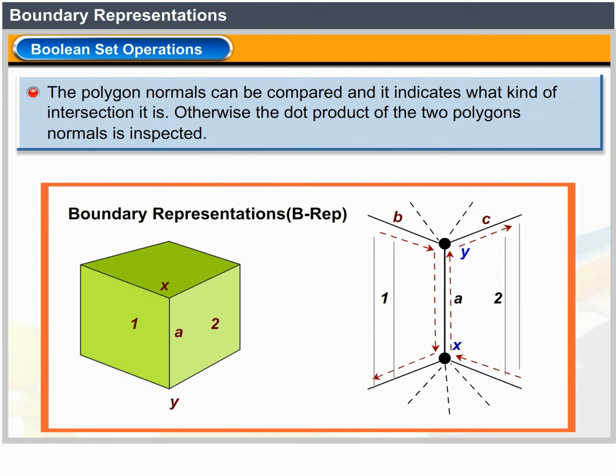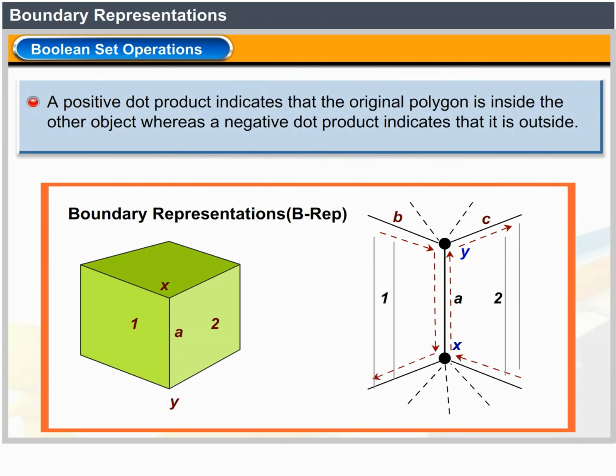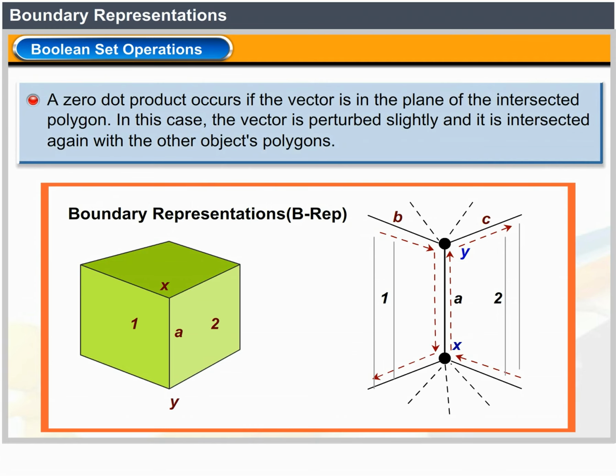Otherwise, the dot product of the two polygons' normals is inspected. A positive dot product indicates that the original polygon is inside the other object, whereas a negative dot product indicates that it is outside. A zero dot product occurs if the vector is in the plane of the intersected polygon. In this case, the vector is perturbed slightly and is intersected again with the other object's polygons.